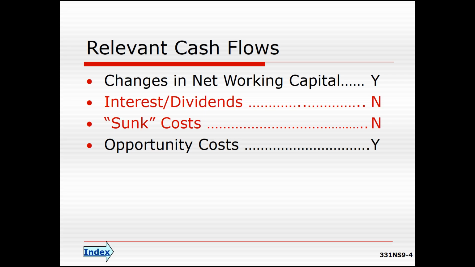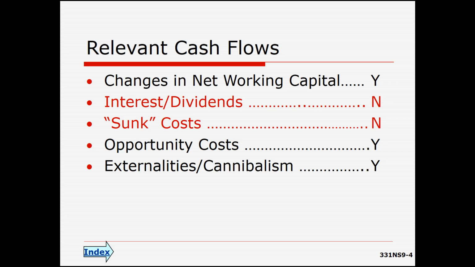Opportunity costs are relevant. Opportunity costs are the cost of an option not taken. These usually involve a physical asset, a plot of land that the firm owns that could be used for this project or sold. It's not free. The project should be charged with the next best thing that could be done with it, what we could receive for selling it. Externalities and cannibalism, they are relevant.